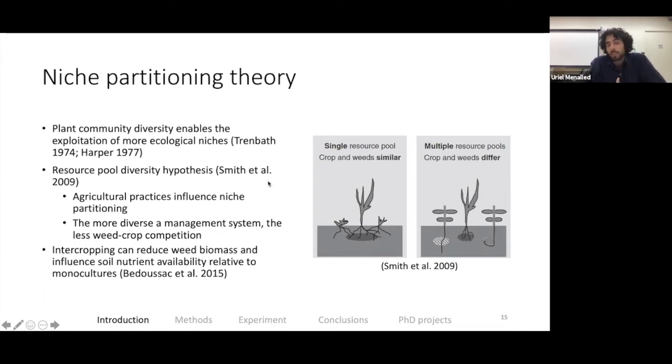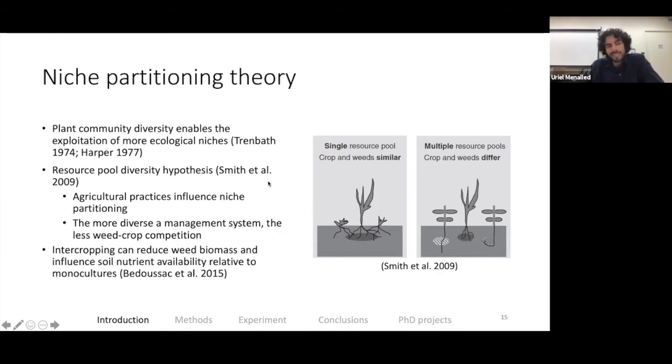The application of niche partitioning theory into agriculture has been done by many scientists, but I was particularly drawn to the resource pool diversity hypothesis. And this hypothesis was postulated by Rich Smith, who's on my committee, and Matt Ryan, who's my advisor. And the idea of the resource pool diversity hypothesis is that agricultural practices influence the extent to which niches are partitioned between crops and weeds. And that the more diverse a management system, the less potential there is for weed crop competition.